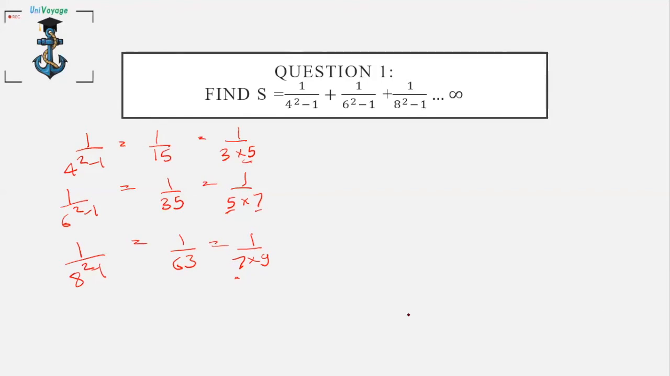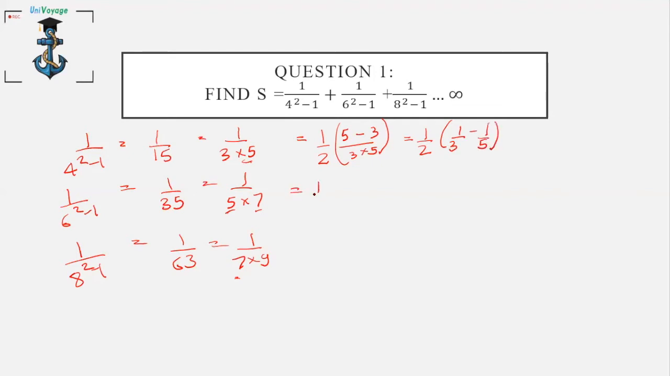Let's write this as 5 minus 3 upon 3 into 5, and 5 minus 3 is 2, so we take the half outside. Okay, so if we go forward with writing this, you'll get 1 upon 3 minus 1 upon 5.